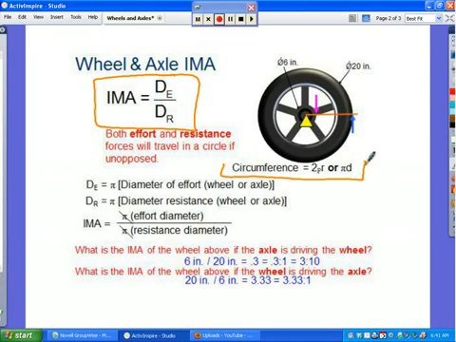So if they give me a radius on a circle, on the axle or the wheel, I have to find the diameter by multiplying by 2. They give me a diameter, like they did in this example. The diameter of the wheel is 20 inches, the diameter of the axle is 6 inches. When we look down at this section, it's asking what the IMA is if the wheel is driving the axle.